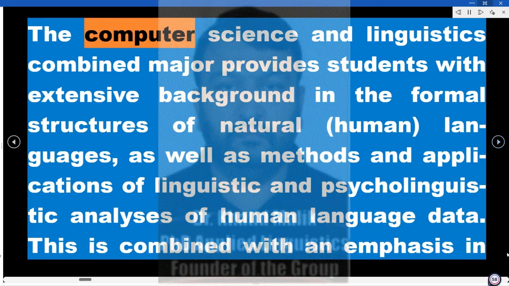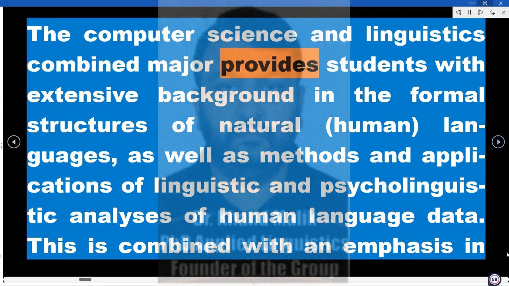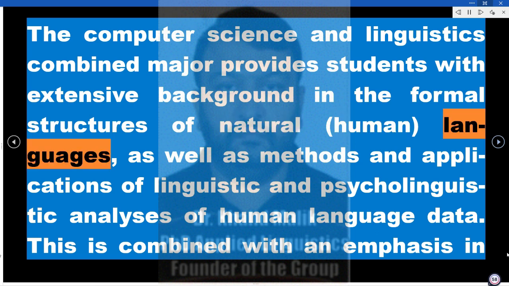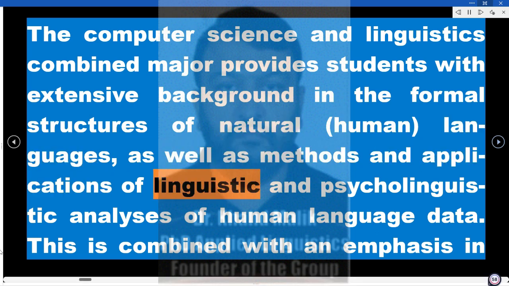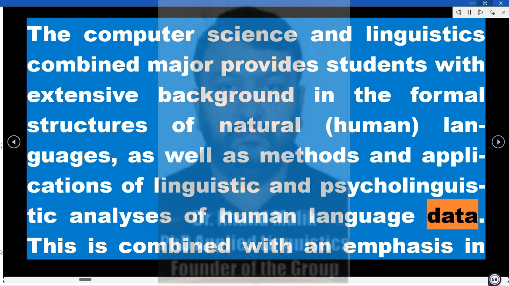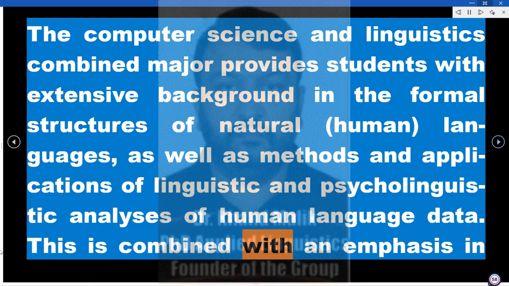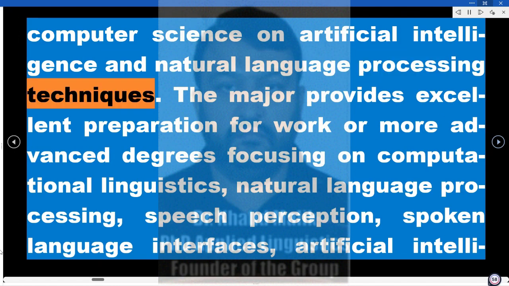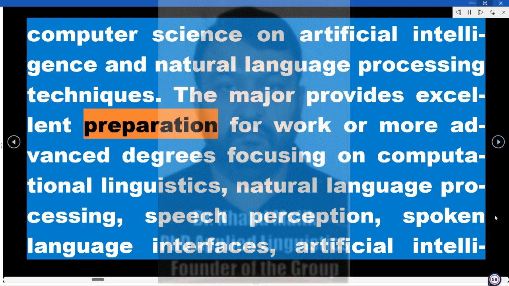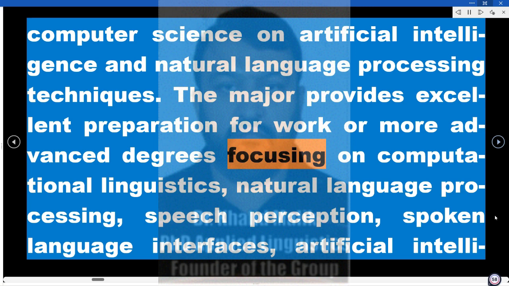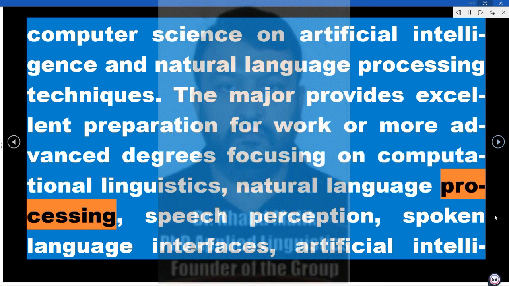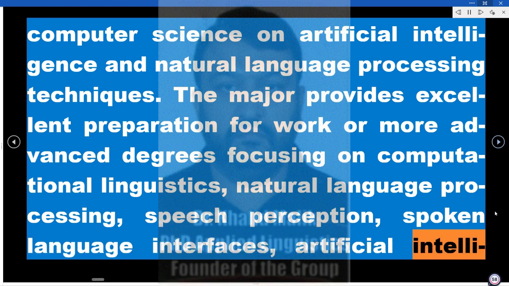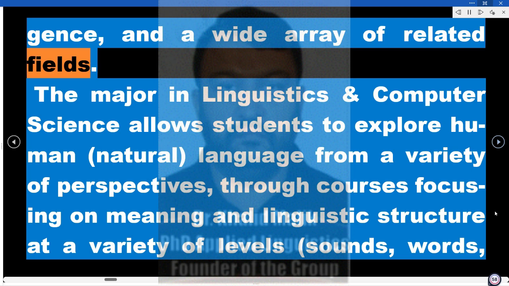The computer science and linguistics combined major provides students with extensive background in the formal structures of natural, human languages, as well as methods and applications of linguistic and psycholinguistic analyses of human language data. This is combined with an emphasis in computer science on artificial intelligence and natural language processing techniques. The major provides excellent preparation for work or more advanced degrees focusing on computational linguistics, natural language processing, speech perception, spoken language interfaces, artificial intelligence, and a wide array of related fields.